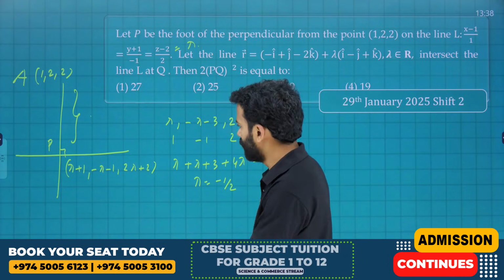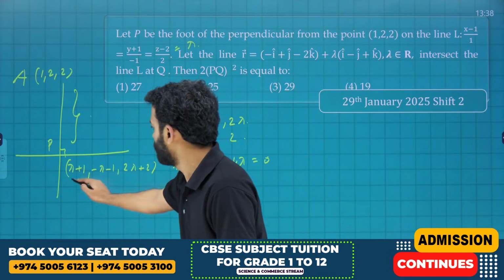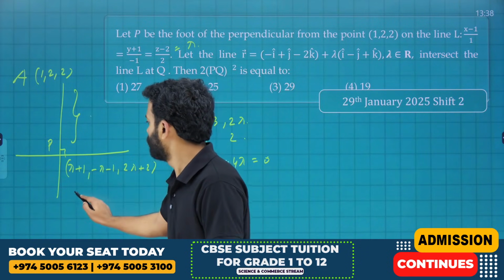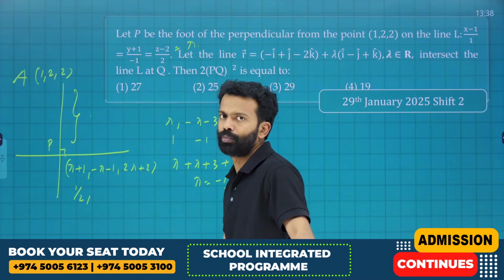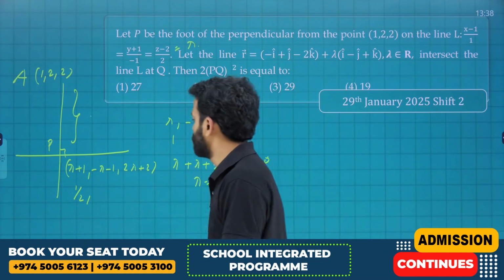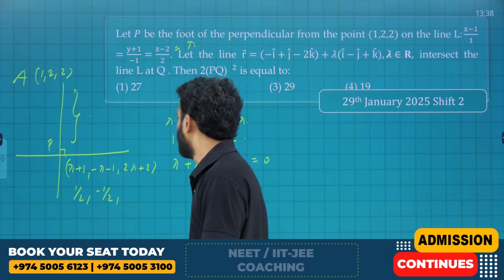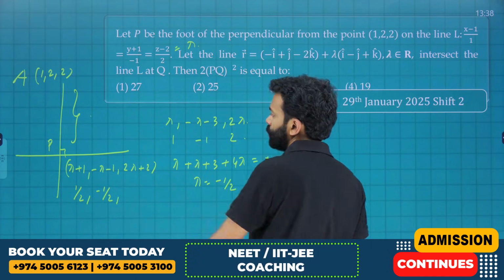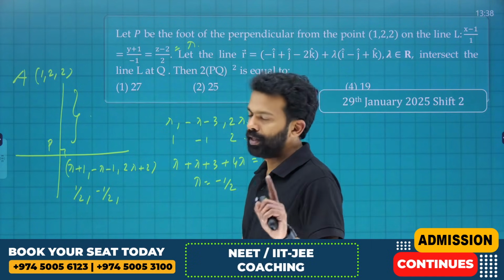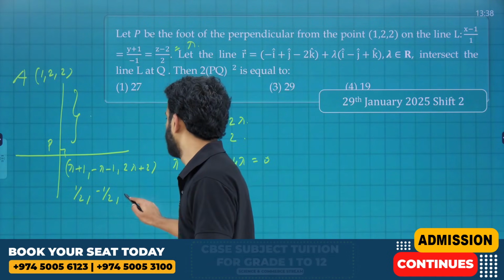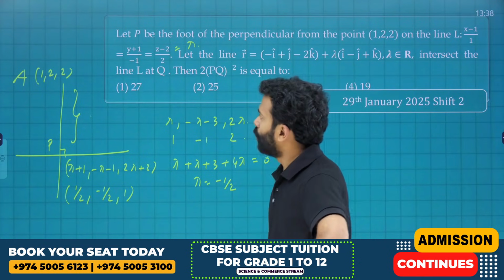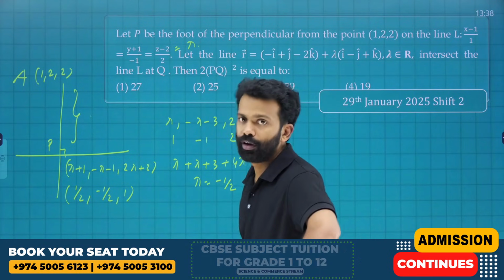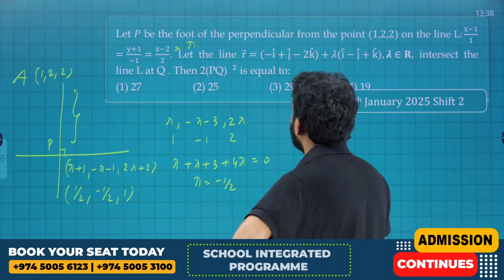What is the value of lambda? Minus 1 by 2. If you substitute minus 1 by 2 here, what is minus 1 by 2 plus 1? That is 1 by 2. What is minus of minus 1 by 2 minus 1? That is 1 by 2 minus 1, that is minus 1 by 2. And what is 2 into minus 1 by 2? Minus 1. Minus 1 plus 2 is what? 1. Okay, so you got P. Halfway done. Next one.